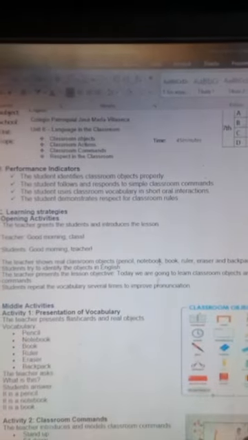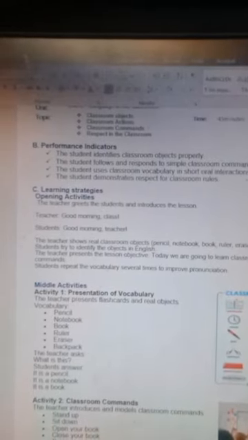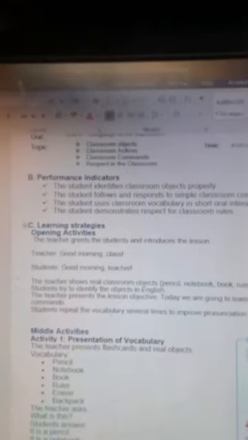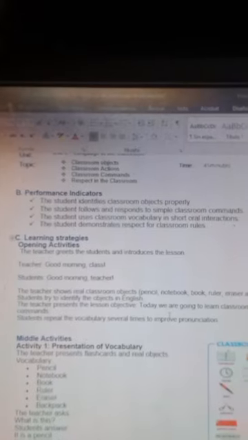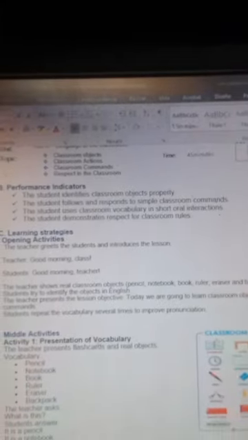Learning strategy. Opening activities. The teacher greets the students and introduces the lesson. For example, the teacher says good morning class, and the students answer good morning teacher.